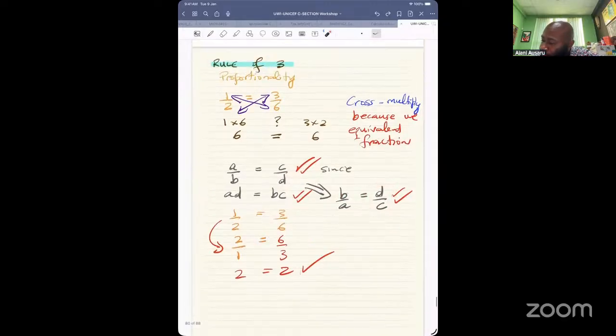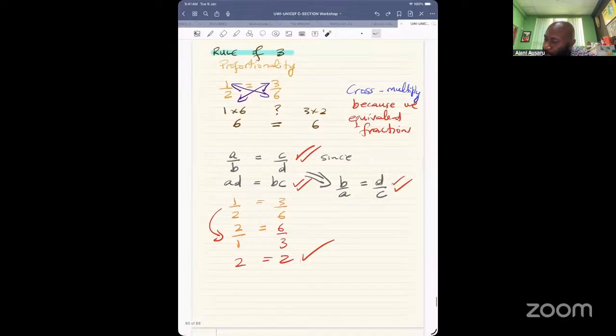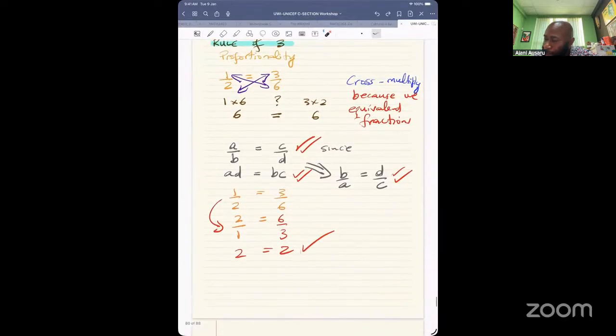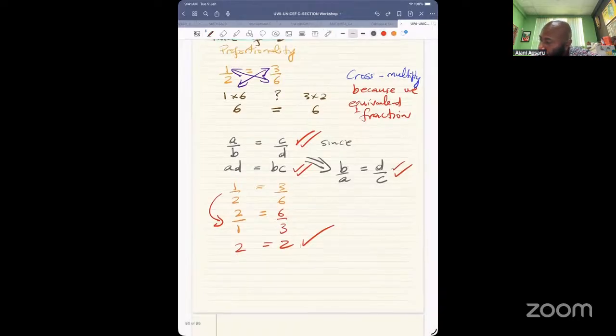So this is what I'm talking about. I'm talking about a rule of 3. Why do I use the term rule of 3? Because in general, if I know any 3 of these quantities, for example, if I know B, if I know A, and if I know D, I can find C. That's why we use the terminology rule of 3. You don't have to use that terminology, but it works.